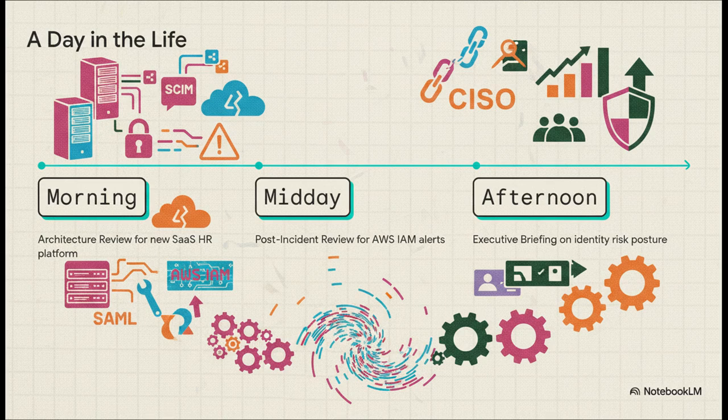But then, and here is the crazy pacing shift, by the afternoon, you completely switch gears to give an executive briefing. You're taking all those complex identity risk postures and translating them into clear, actionable language for the CISO. It's a constant, dynamic shift between micro-level technical weeds and macro-level business risk.